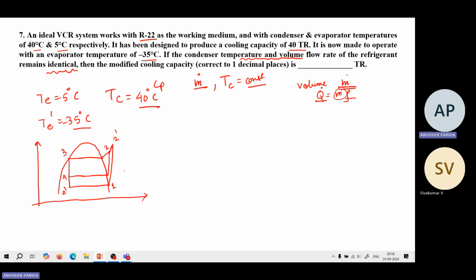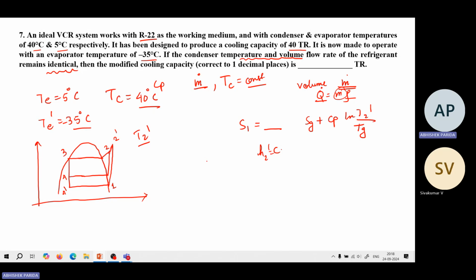So based on that, you can find out the 2 dash temperature. Again, that will be an even more difficult task, because you have to take S1, find out the S1 value, and equate it with Sg plus Cp ln T2 dash by Tg, where Tg is at this pressure at 40 degrees Celsius. For this refrigerant, that is a tedious task. After T2 dash, then you have to find out H2 dash. Then only you can find out the COP.